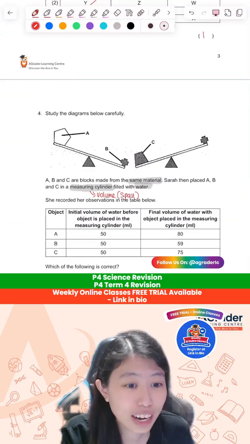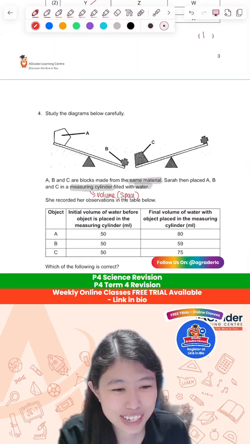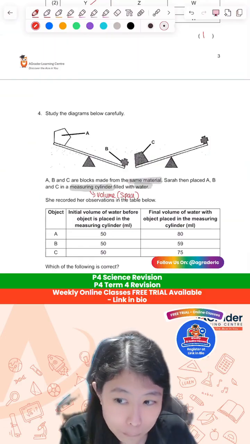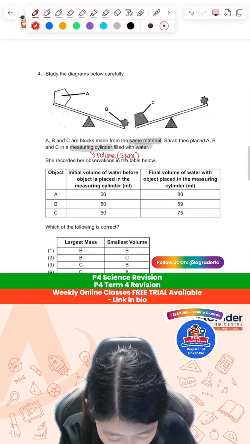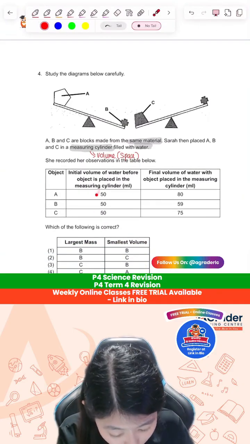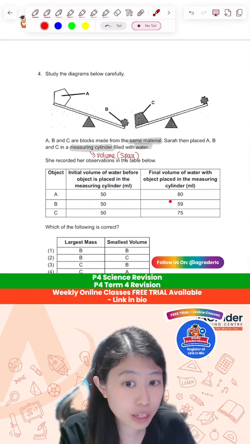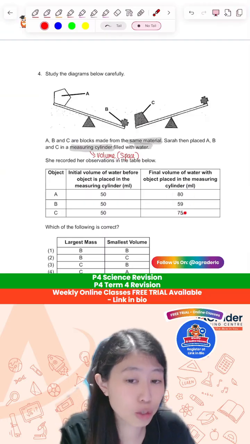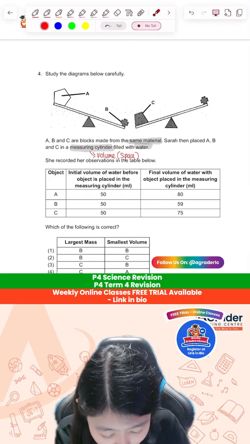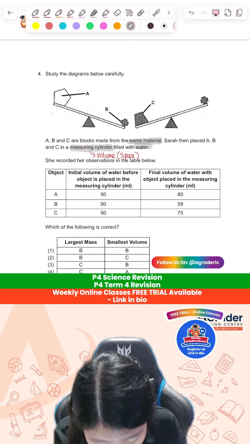Very good. Thank you for all your answers. Okay, but what happens is that these are the volumes. You see, water is all the same, 50 ml of water at the start. After they place the objects, the final volume is being recorded. The question is asking us which of the following is correct.